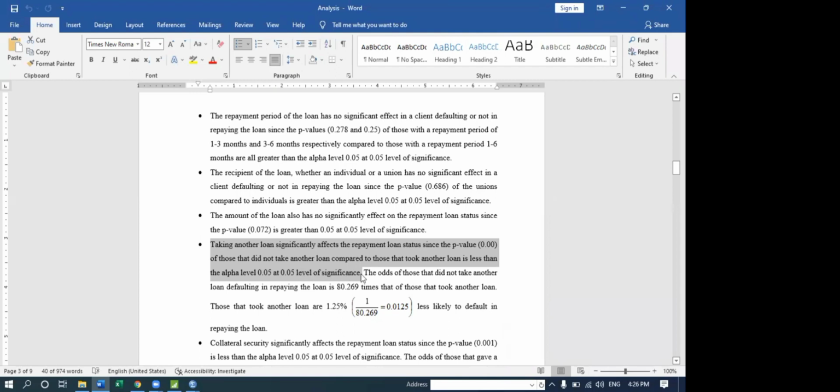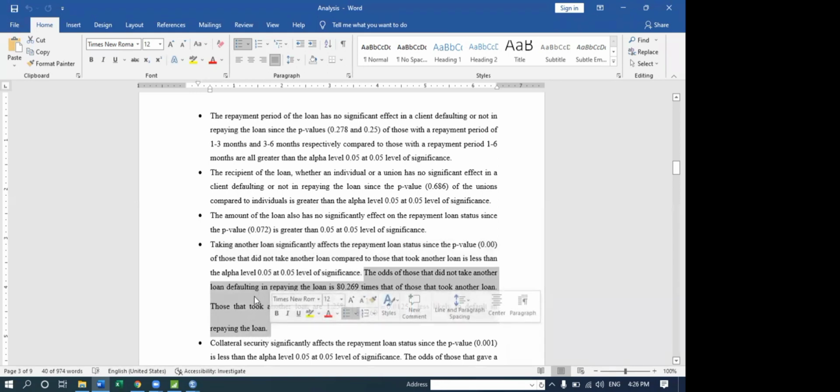So now let's explain which group has a higher risk of defaulting. Is it those that have the tendency, the mindset that after this loan, they'll take another loan? Or is it those that do not have the mindset to take another loan? So that's what the second part will explain.